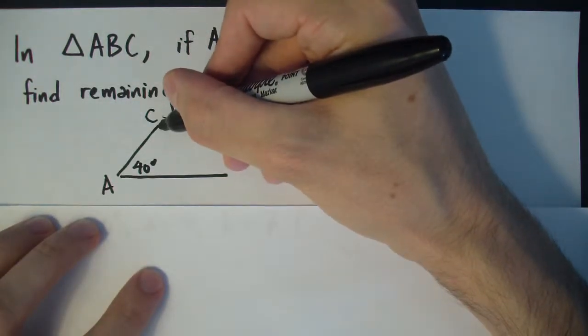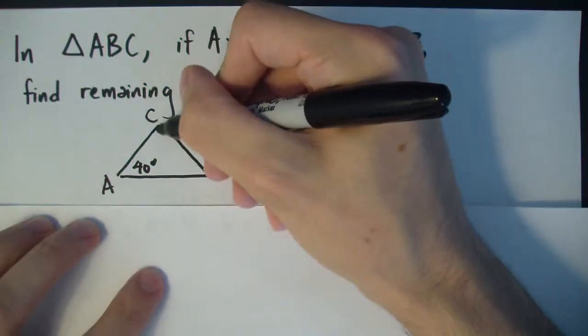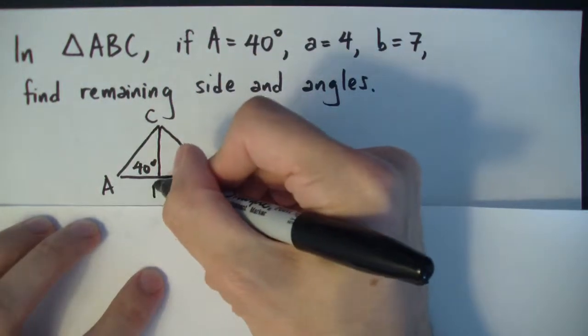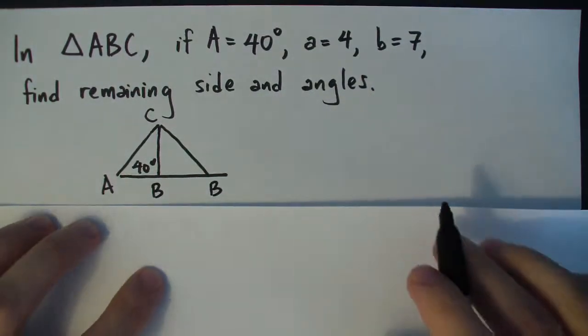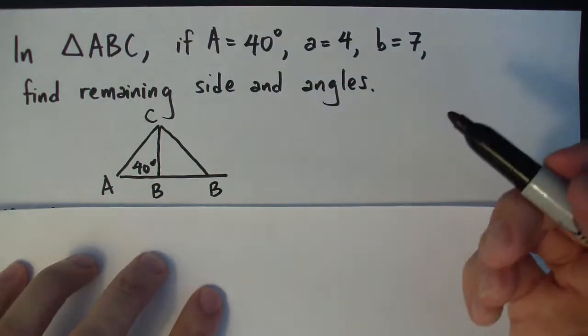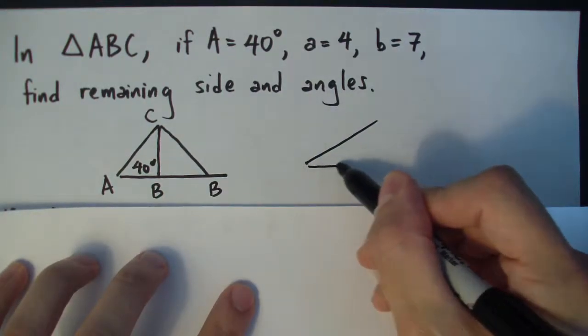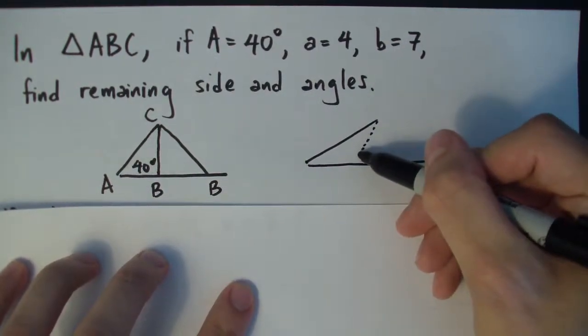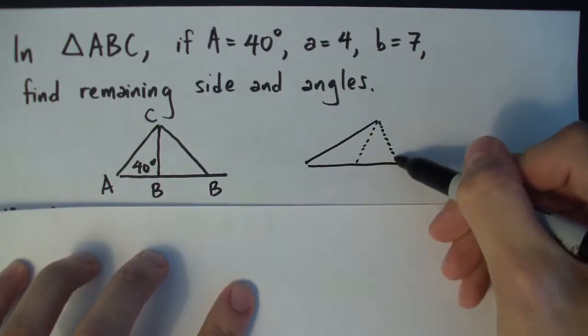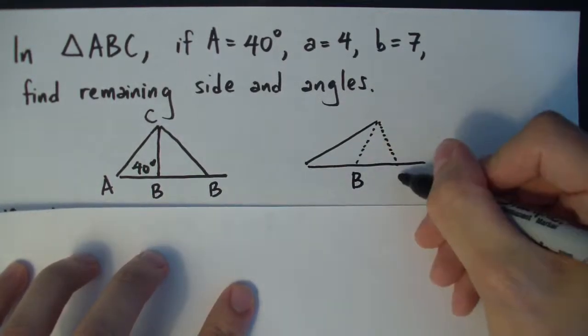And then B, this is where we have what's called the ambiguous case, where B might be here, it might be here. I haven't drawn this very well. Let me redraw that a little bit better. So something more like there. These are the possible values of B.